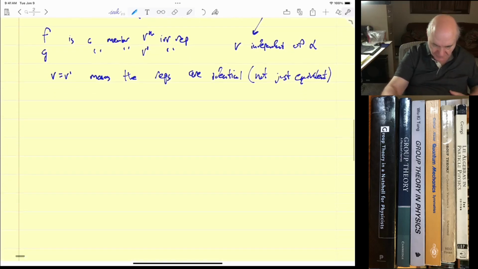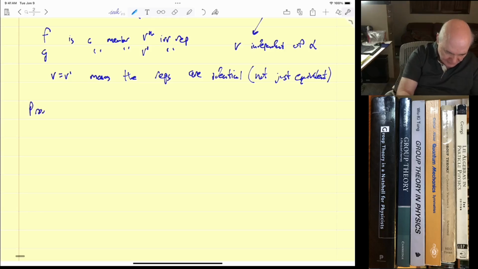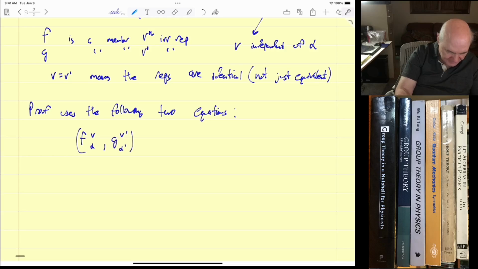So I won't go through the whole proof, but the proof uses the following two equations, one of which we've seen before. The new one is this one. We write the scalar product of F nu alpha and G nu prime alpha prime is equal to 1 over n, the sum from j equal 1 to n of aj F nu alpha, comma, aj G nu prime alpha prime.